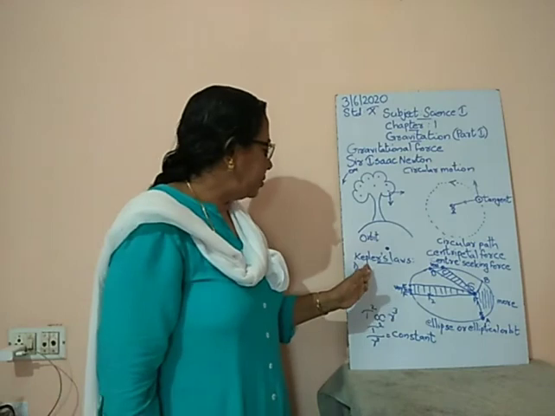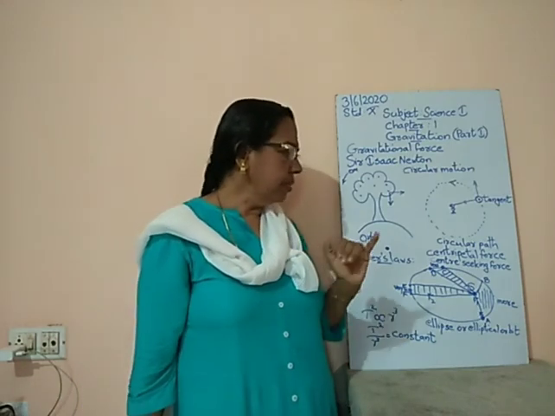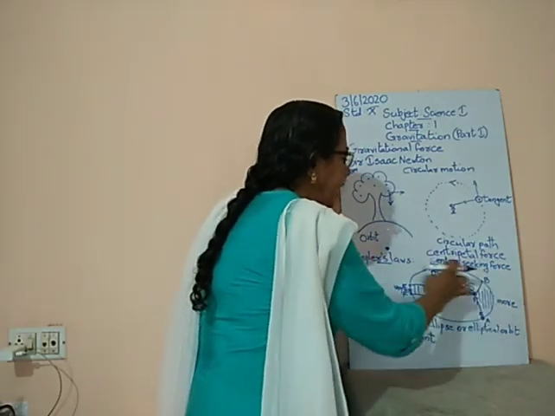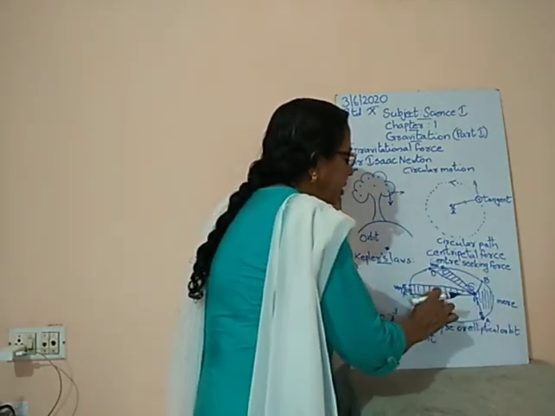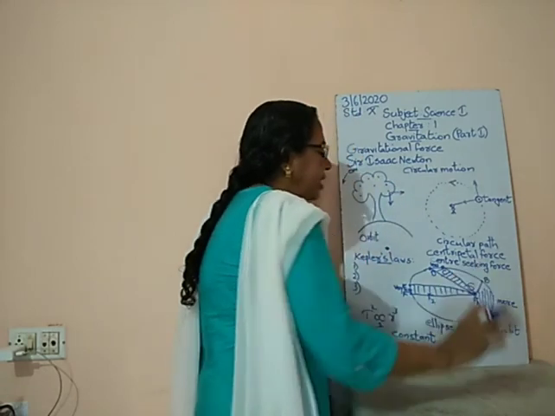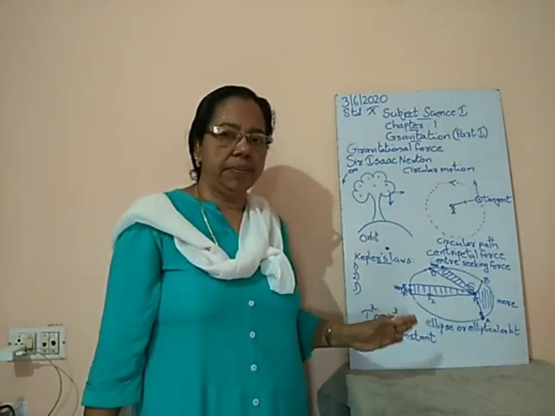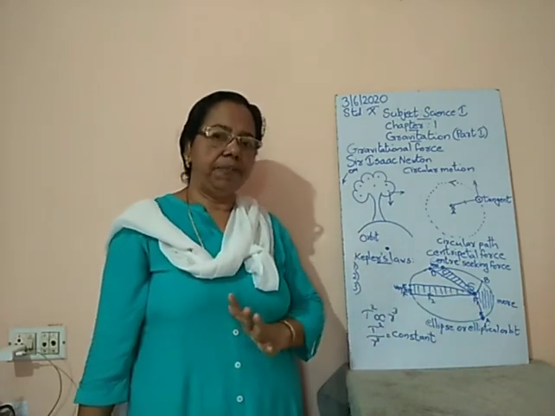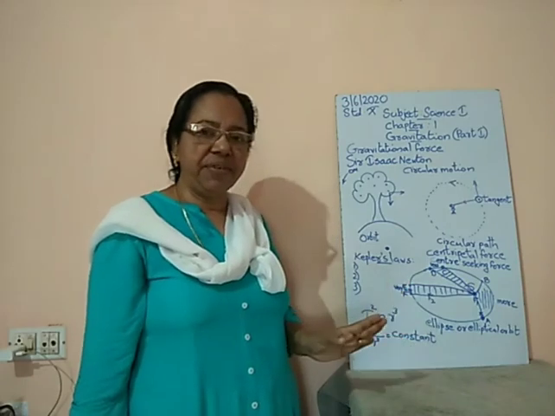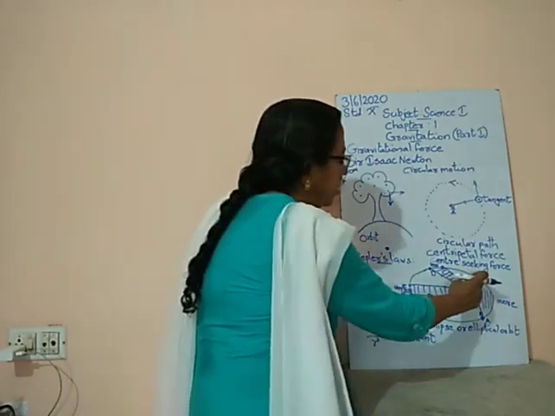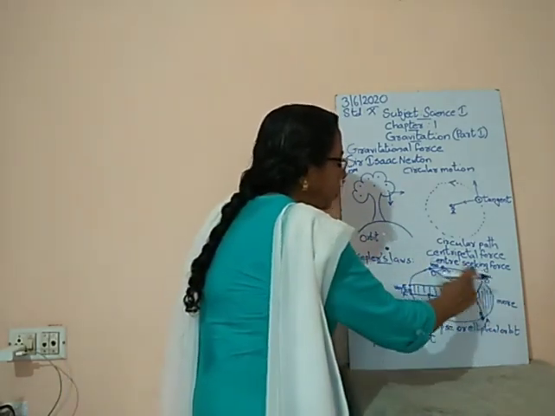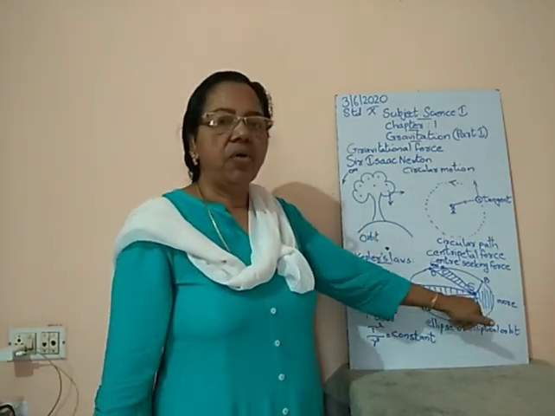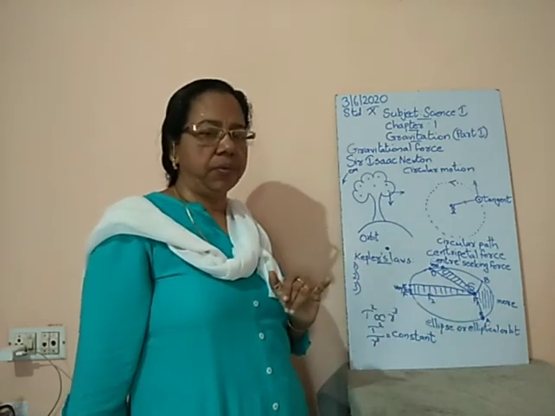Now once again I am stating the laws. First law: the orbit of a planet is an ellipse with the Sun at one of its foci. One of its foci especially we have to say. So once again, the orbit of the planet is an ellipse with the Sun at one of its foci. That is the first law.